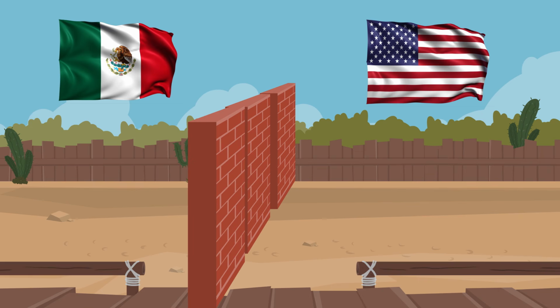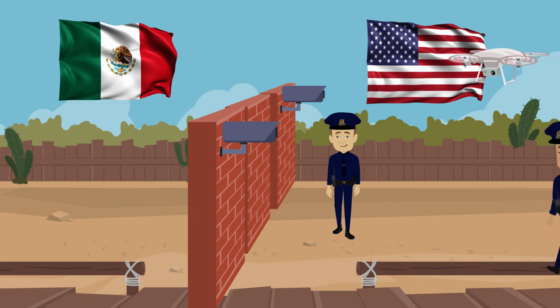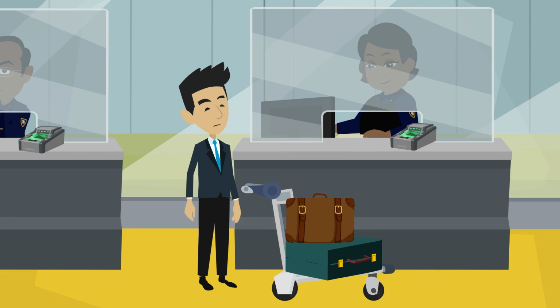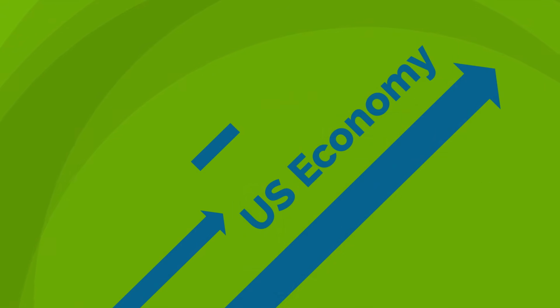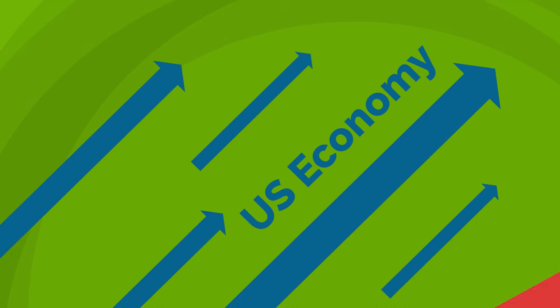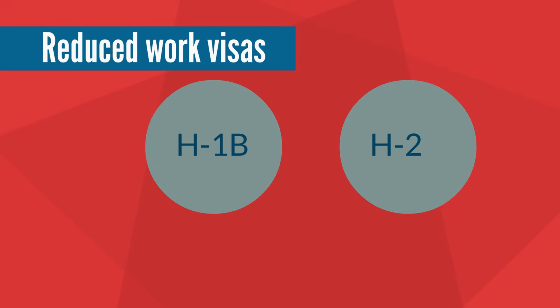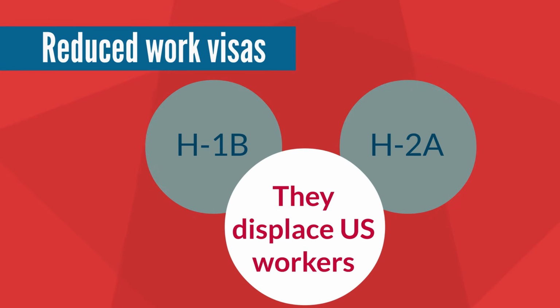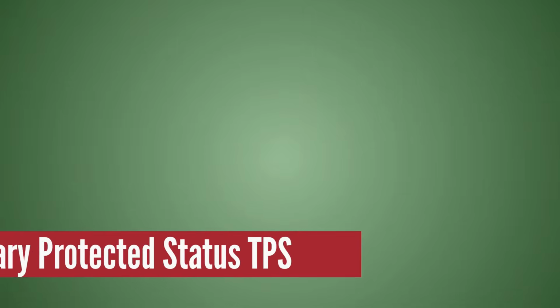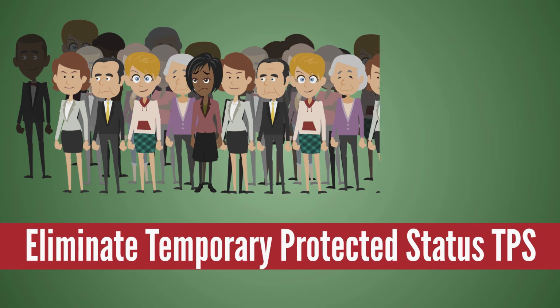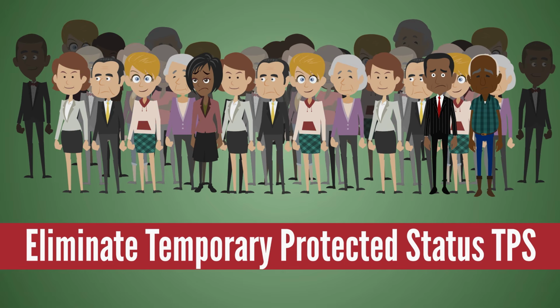Additionally, he has implemented advanced surveillance measures, including drones, high-tech cameras, and increased patrols to prevent illegal crossings. He has pushed for a merit-based immigration system that prioritizes immigrants with skills and education to benefit the U.S. economy. He has also reduced work visas, including H-1B and H-2A, arguing they displace U.S. workers. Additionally, his efforts to eliminate temporary protected status, TPS, leave thousands at risk of deportation.